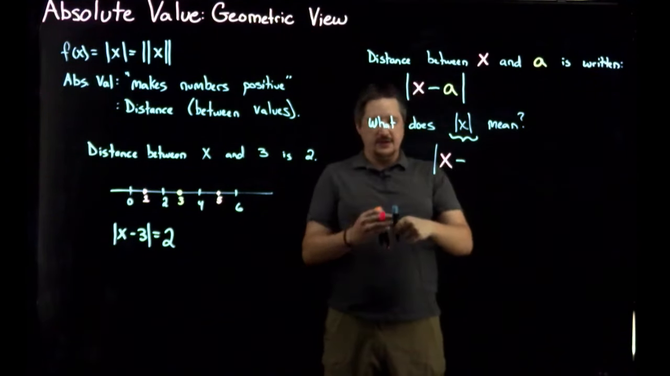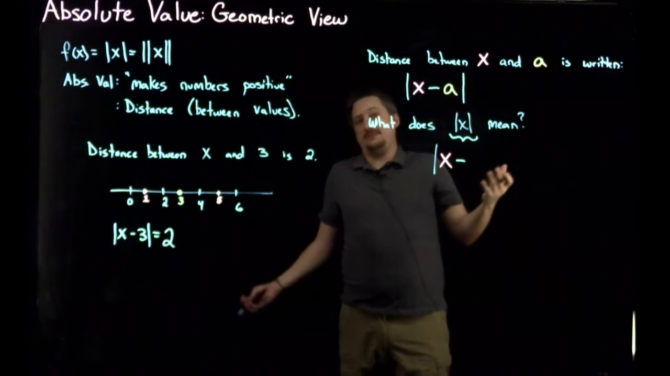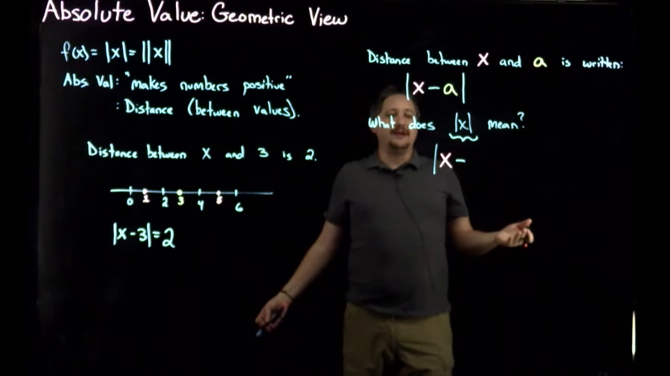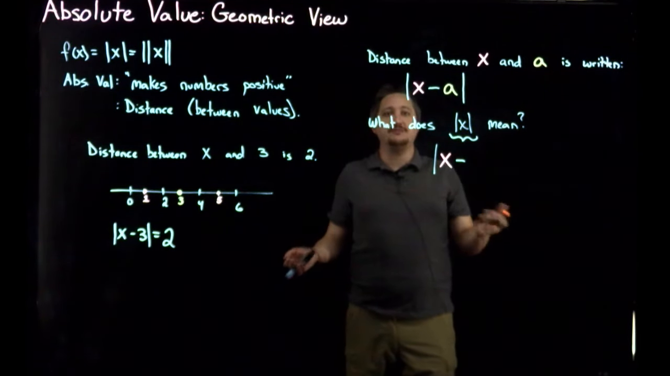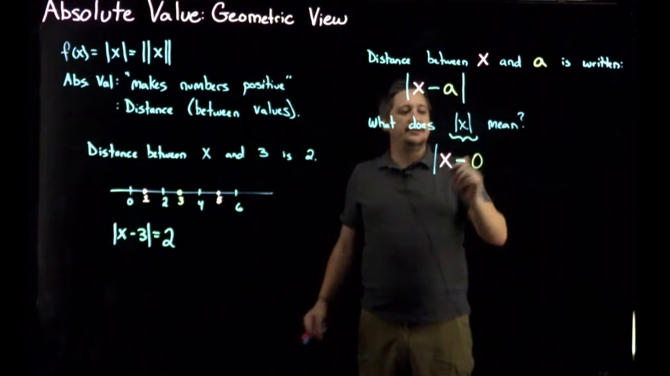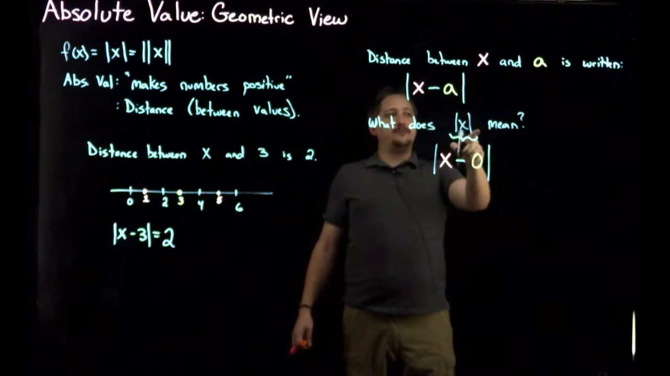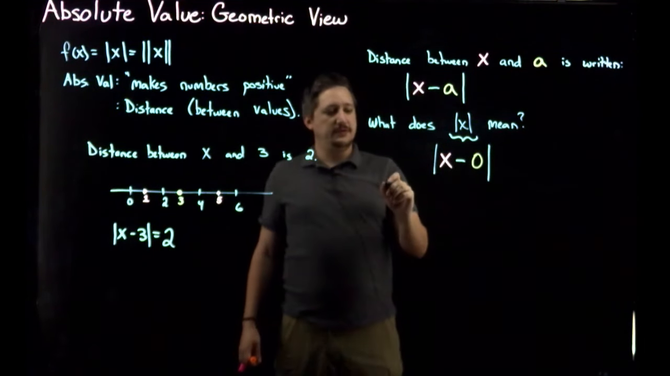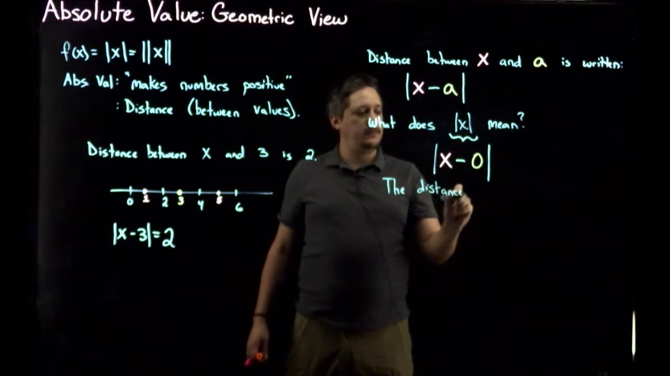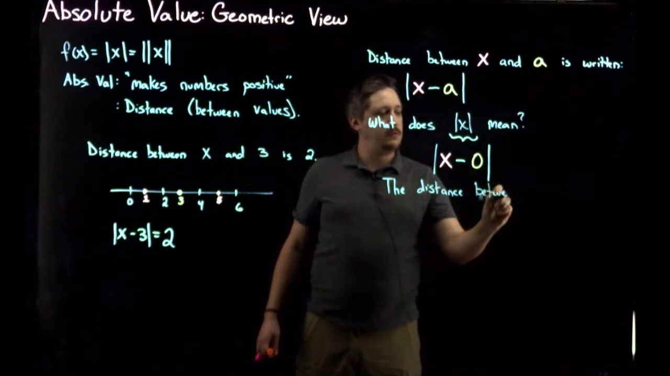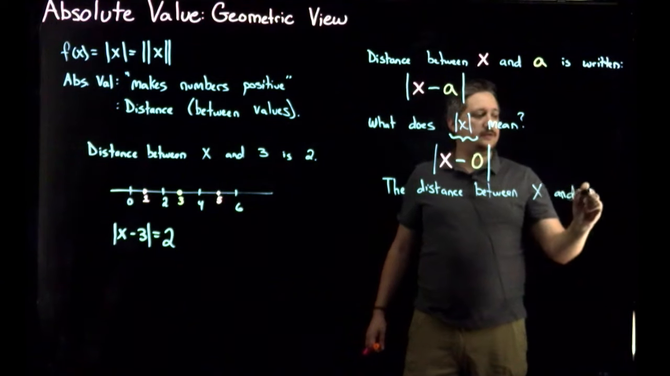X minus, so I want to have x minus something, but it needs to just be x, meaning I have to subtract something without actually subtracting something. So that has to be what? Has to be 0, right? 0 is the only thing I can subtract from x without actually changing it. So this is really x minus 0, meaning that the absolute value of x is really the distance between x and 0.